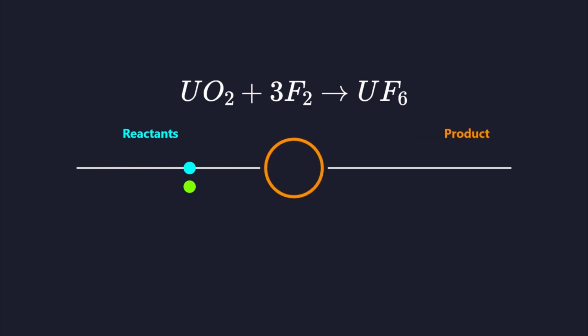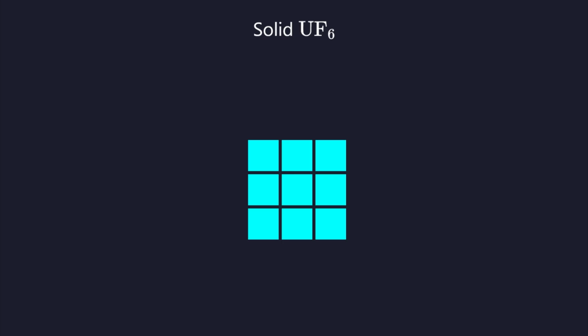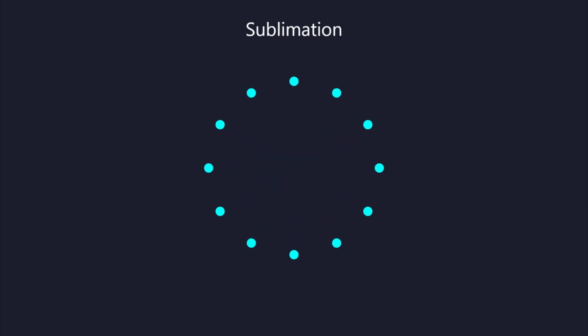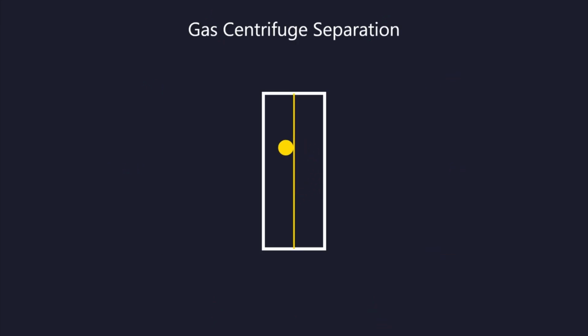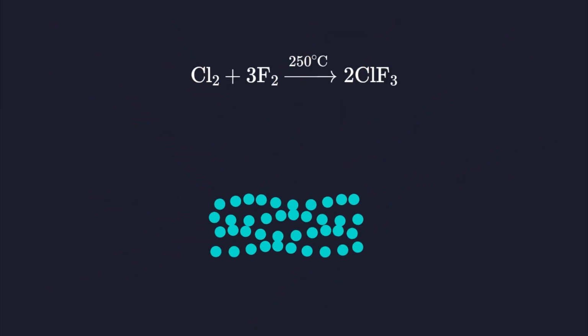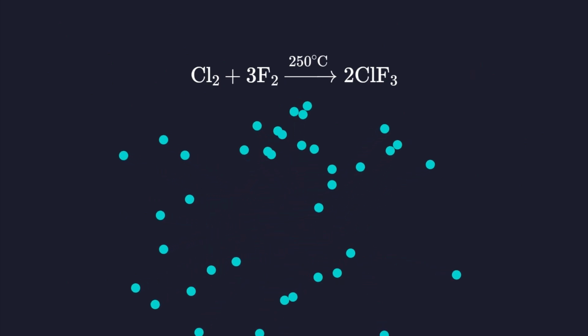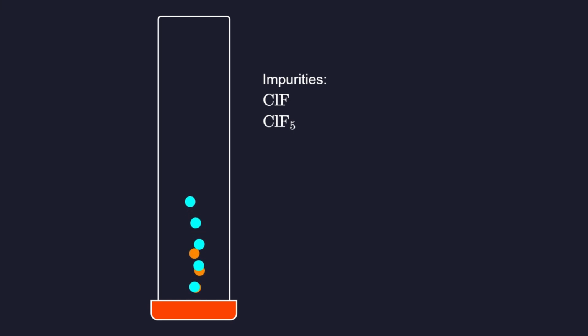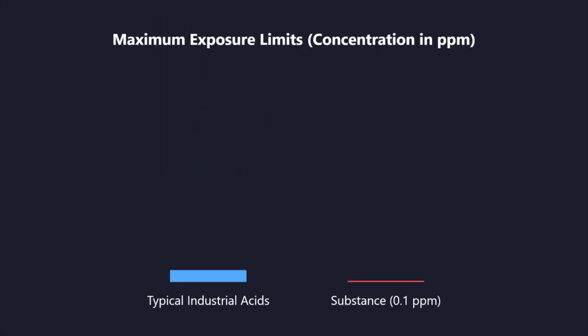In the nuclear industry, this chemical is used to convert uranium oxides into uranium hexafluoride, which is essential for the uranium enrichment process. Uranium hexafluoride is unique because it sublimes at 56 degrees Celsius, allowing uranium isotopes to be separated using gas centrifuges or diffusion. Chlorine trifluoride is produced by reacting chlorine gas with an excess of fluorine gas at temperatures around 250 degrees Celsius. The crude product contains impurities like chlorine monofluoride and pentafluoride, which must be separated through a careful fractional distillation process.